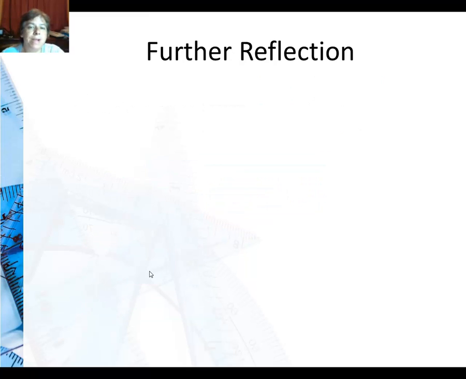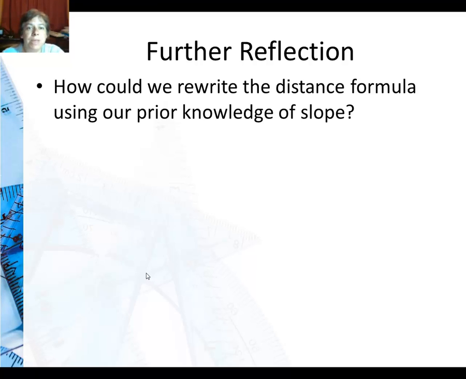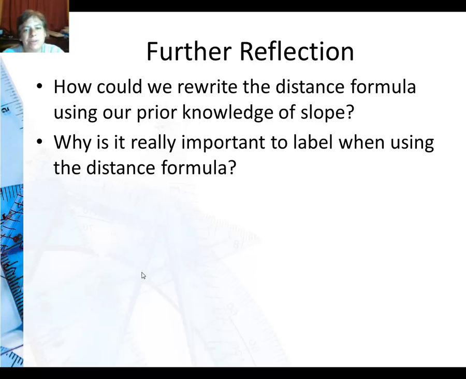So for further reflection on this page of notes, you do have your individual practice problem to do. How could we rewrite the distance formula using our prior knowledge of slope? I'll give you a hint. Rise should show up, maybe something else. Why is it really important to label when using the distance formula? Hopefully you saw that it's easy to mix numbers up, so you have to be very careful when using it.